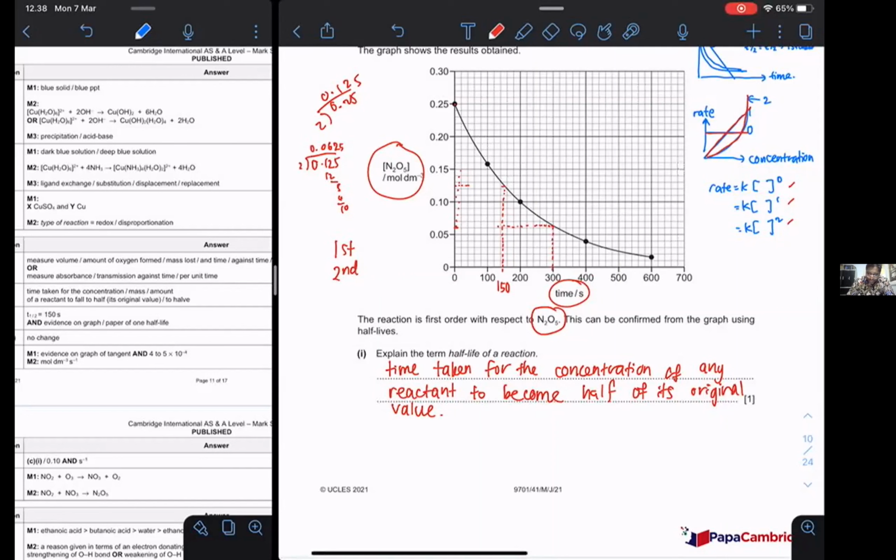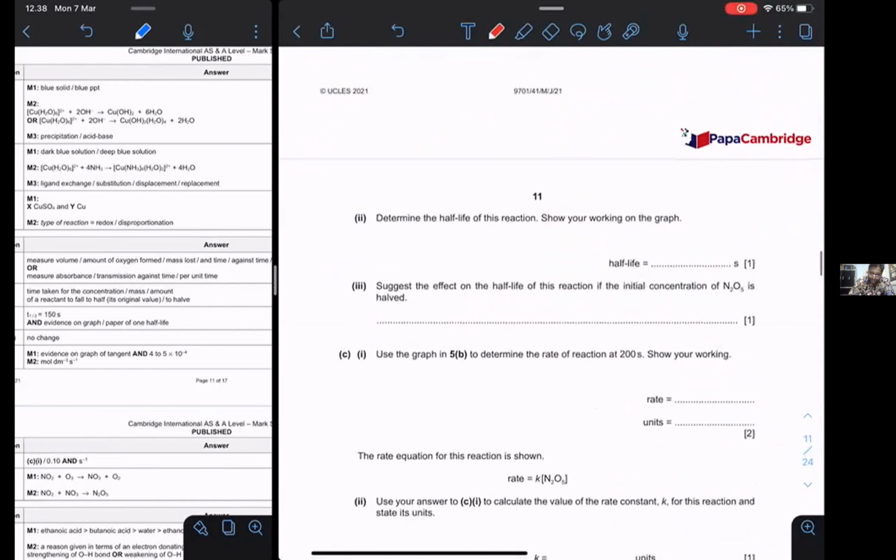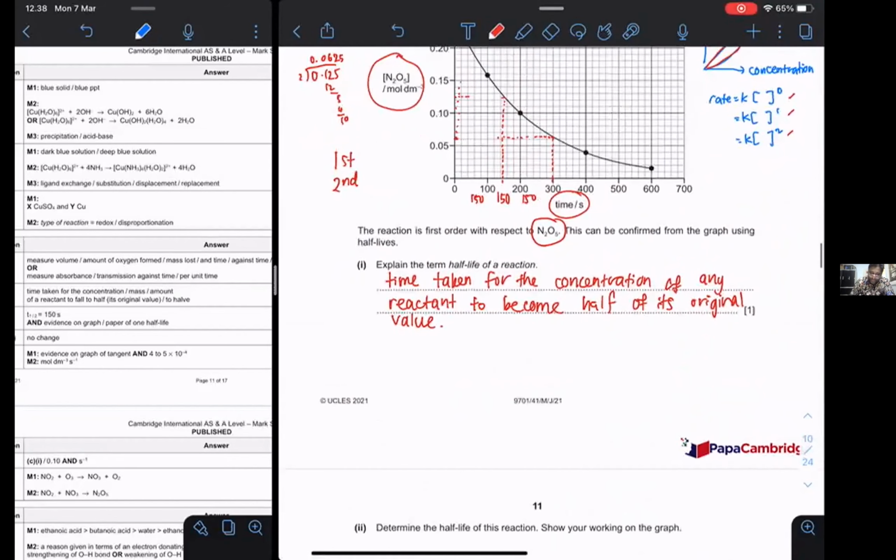So you can see that the time taken is constant. The half-life is 150, and every single time the time taken is constant. They ask you to determine the half-life of the reaction and show your working on the graph; it's already there.